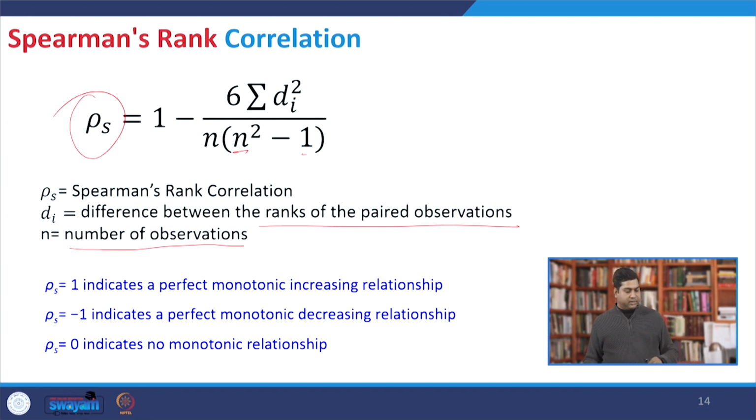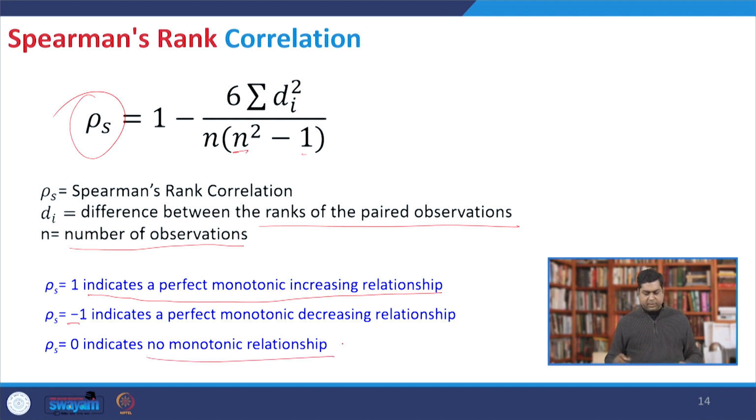The ultimate value can vary from +1 to -1. Whenever it is +1, that indicates a perfect monotonic increasing relationship. That means it is highly related: if the first variable increases, the second one will also increase. If it is -1, it is the reverse relationship. If one increases, the other decreases. And whenever you find the correlation as 0, there is no such relationship, right.